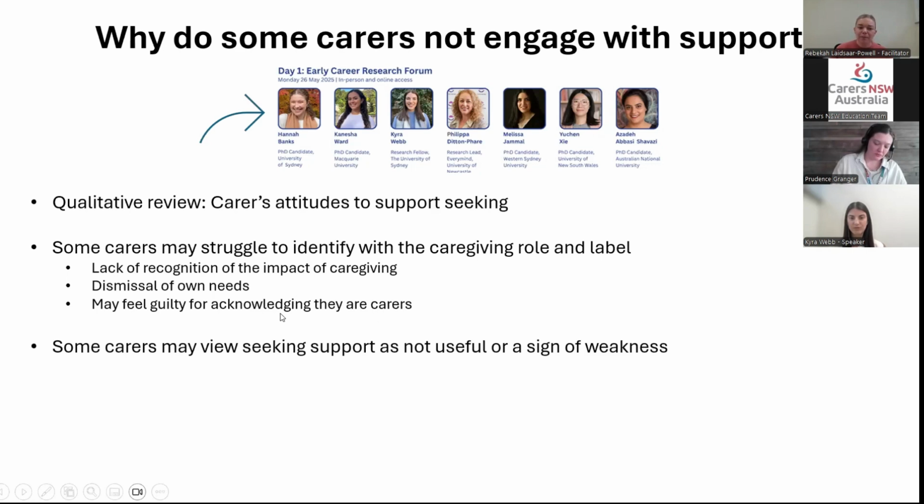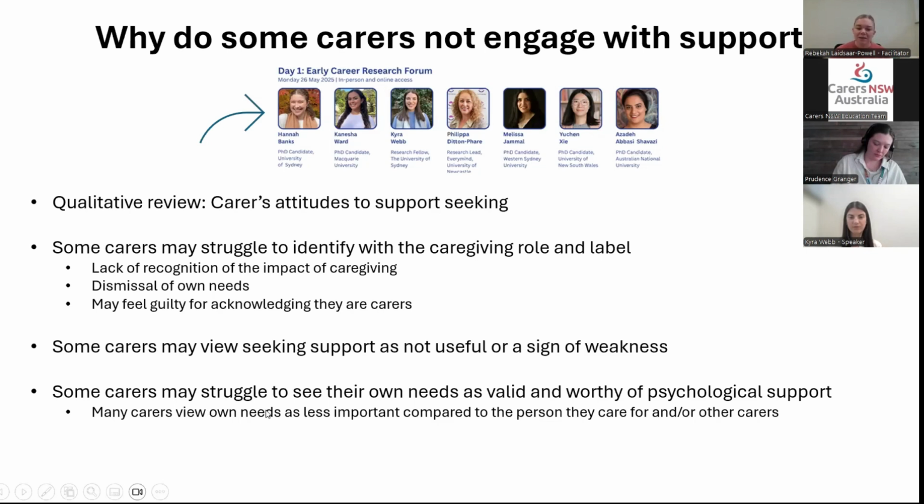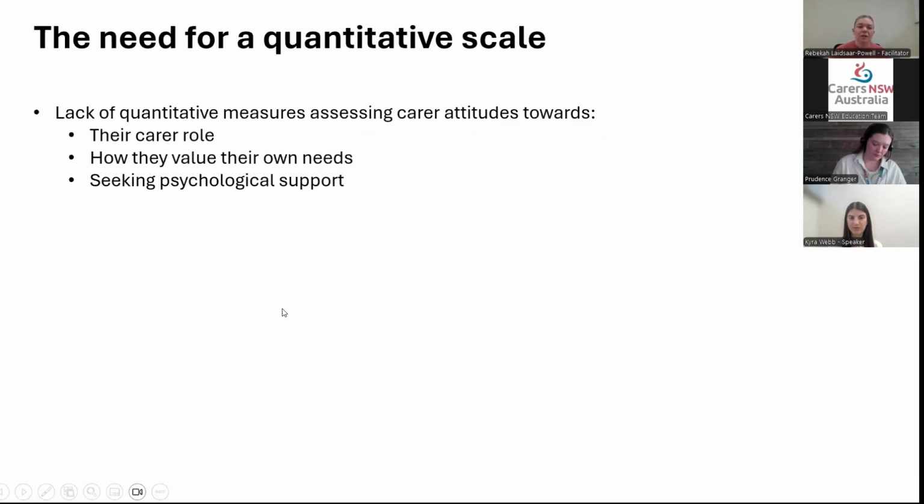Some carers may view support seeking as not useful. There's quite a bit of mental health stigma that can exist, and Hannah's qualitative review found that, as well as some carers struggling to see their own needs as valid and worthy of psychological support. So there are lots of attitudinal barriers that might stop someone from seeking psychological support. And as much as I love qualitative research, sometimes we need a quantitative measure.